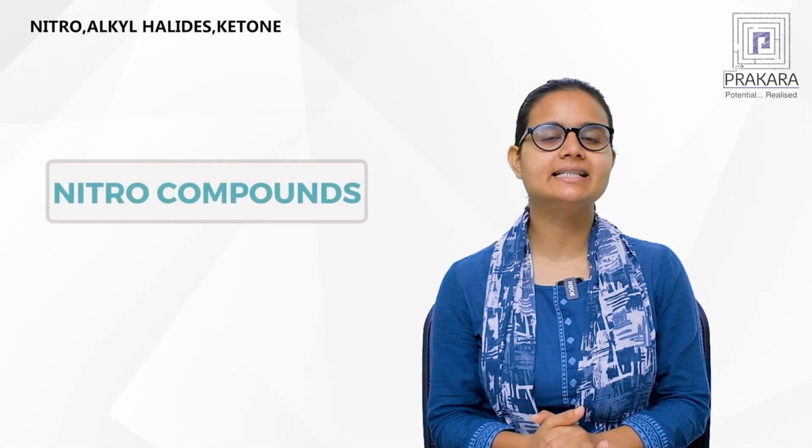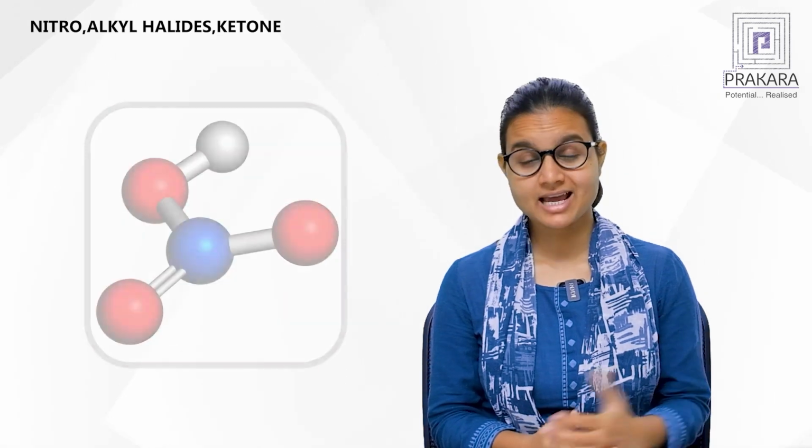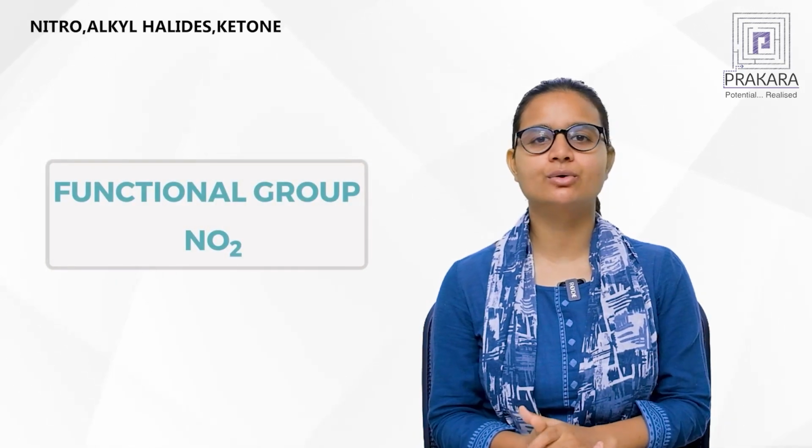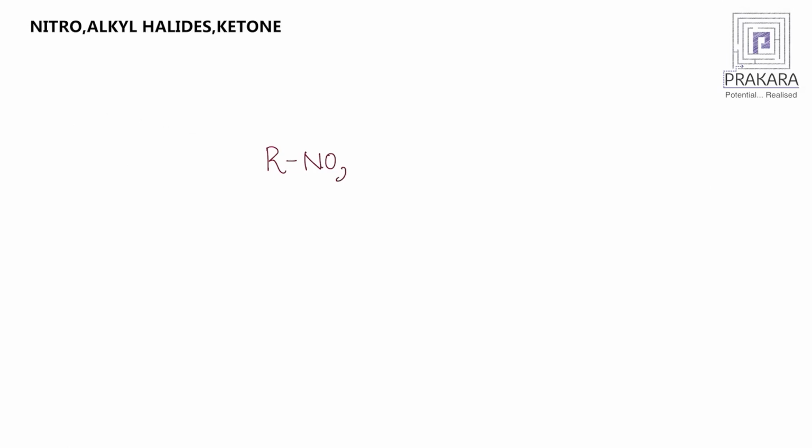Both are the nitro compounds, RNO2, and the functional group here is NO2. Now one mistake that most of us make is that when we look at NO2, we tend to make a double bond of oxygen with that of nitrogen. So how we are going to represent a nitro compound is RNO2. This is the alkyl group, this is the nitro group.